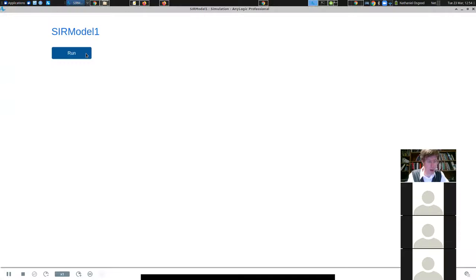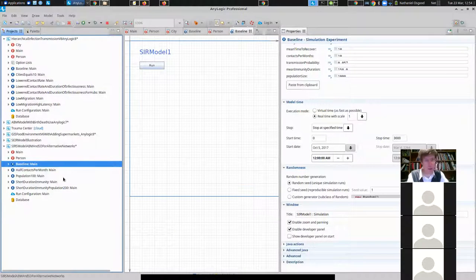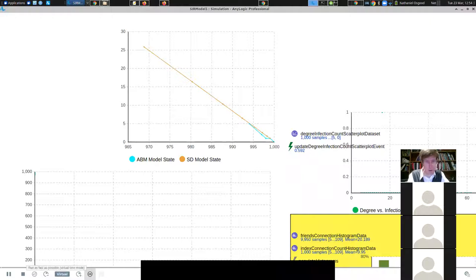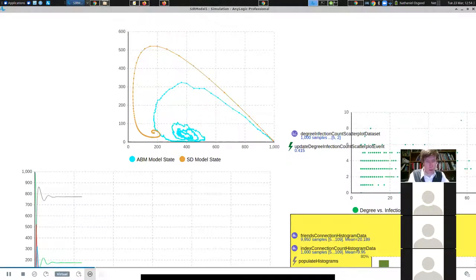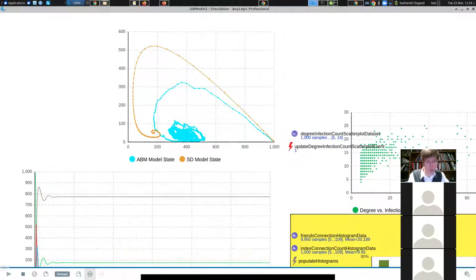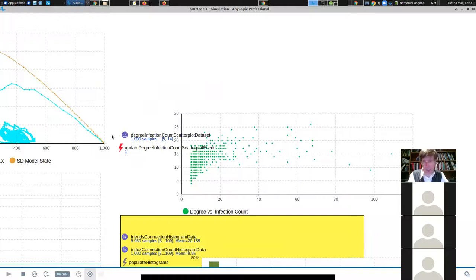And if we run this, and this is with the full size population, we will see we have a persistence of infection that is retained over even a large period of time. Okay, so here it actually stays present. And if you look at this degree versus infection count, you'll find some people have a very high number of connections, whereas most have comparatively few.